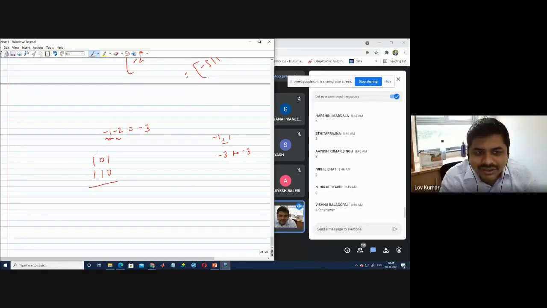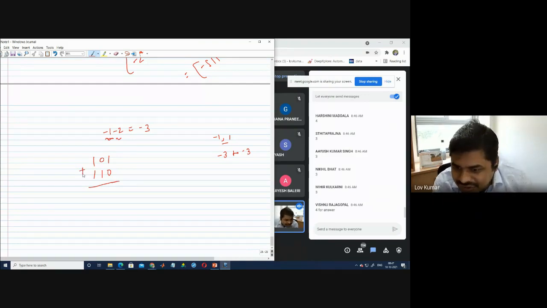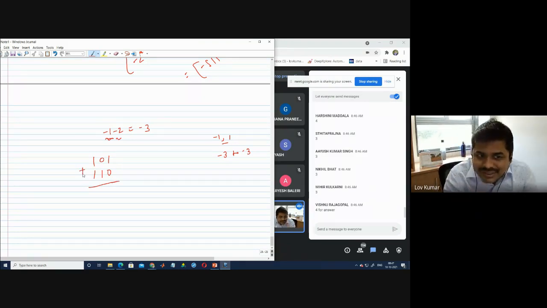Just to check. Because in the sign magnitude, the first bit is used to represent the sign, and we are writing minus, so first bit is 1, and after that we are writing 0, 1, and in the case of minus 2 we are writing this. If you are going to add these two numbers, tell me what is the addition. We have already discussed this in the previous class.